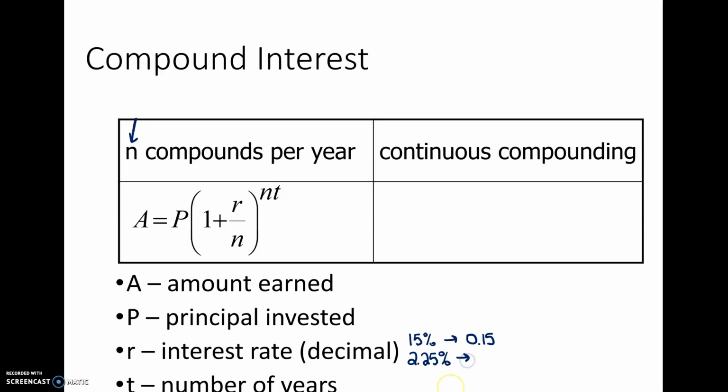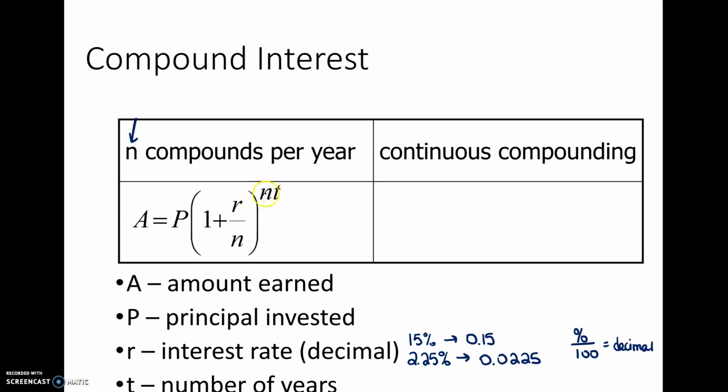Keep in mind that 15% is 0.15 as a decimal. 2.25%. Does anyone know what 2.25% is as a decimal? 0.0225. You move the decimal point 2 places to the left to get the decimal, or do your percent divided by 100. The word percent actually means per cent, cent meaning 100, so per 100.